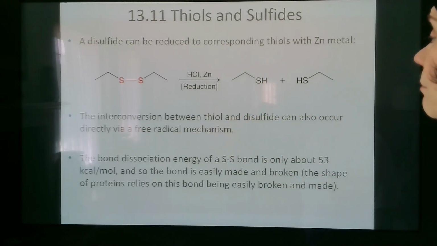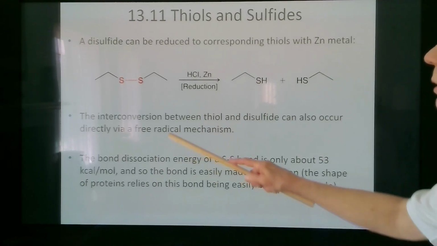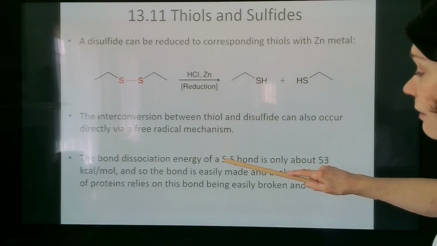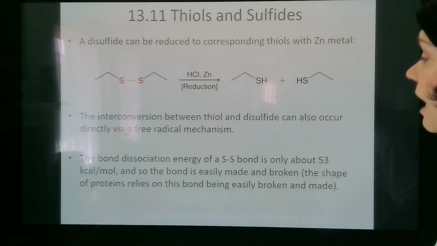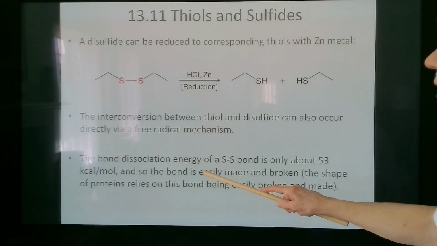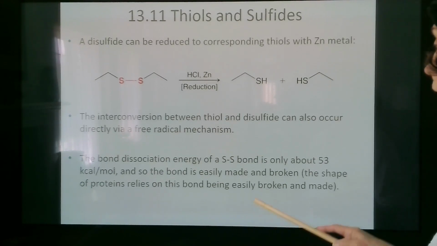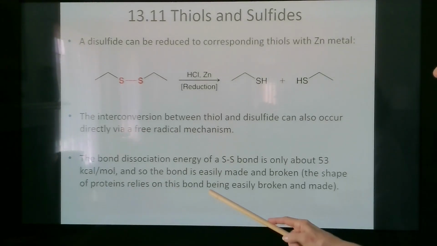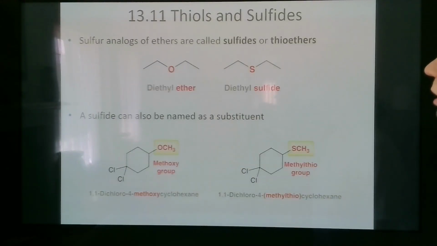The interconversion between thiol and disulfide can occur directly via a radical mechanism. The bond dissociation energy of an SS bond, so this is a heteroatom bond, is very weak, as I've mentioned many times. It's about 53 kcal per mole. And so the bond is very easily made and broken, and this is what gives proteins their shapes due to the sulfur-sulfur bond. Sulfur analogs of ethers are called sulfides or thioethers.